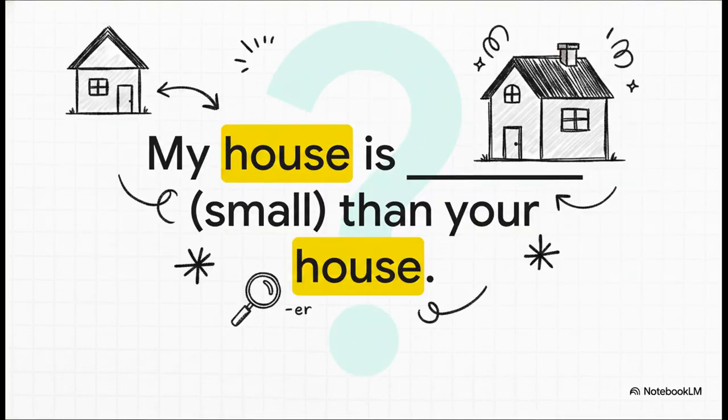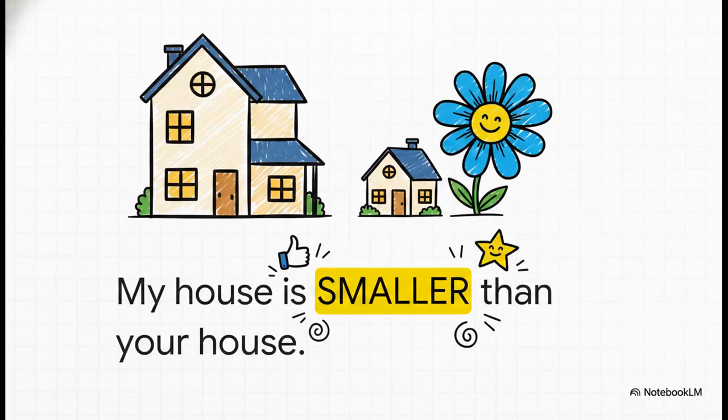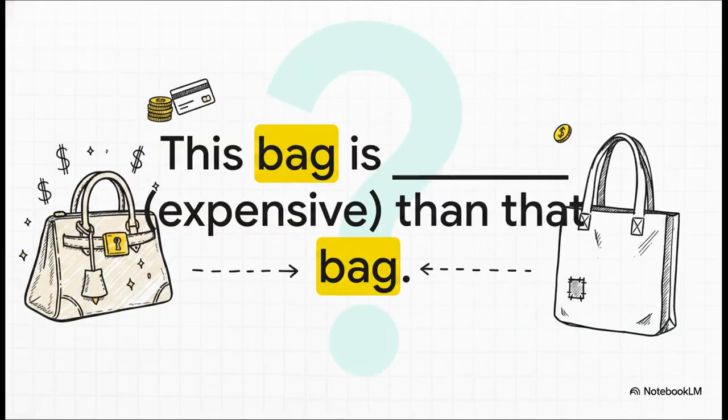All right, here's number 3. My house is blank than your house. The adjective we're using is small. What do you think? And the answer is smaller. Perfect. Small is another one of our short and speedy words, so we just add ER. My house is smaller than your house. Fantastic. Last one, let's finish strong.